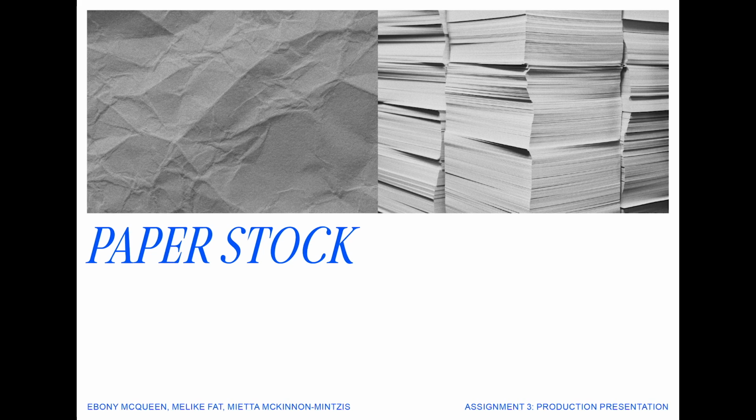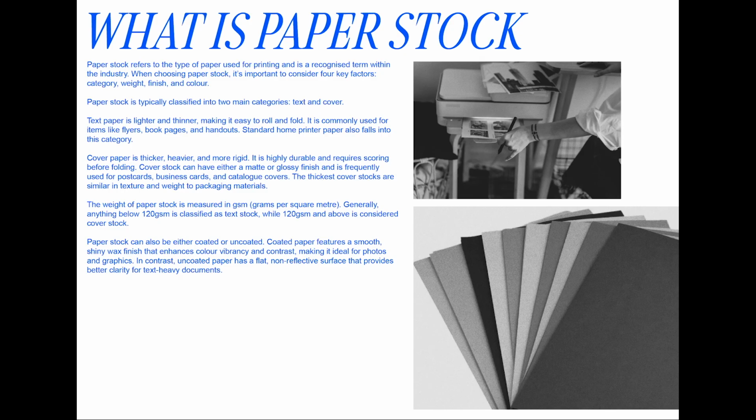Everyone, this is our assignment on paper stock. So paper stock is a type of paper used for printing and it comes in a few different types. Paper used for text printing is a lot thinner and it's easy to roll and fold. It's used for items like flyers and book pages.